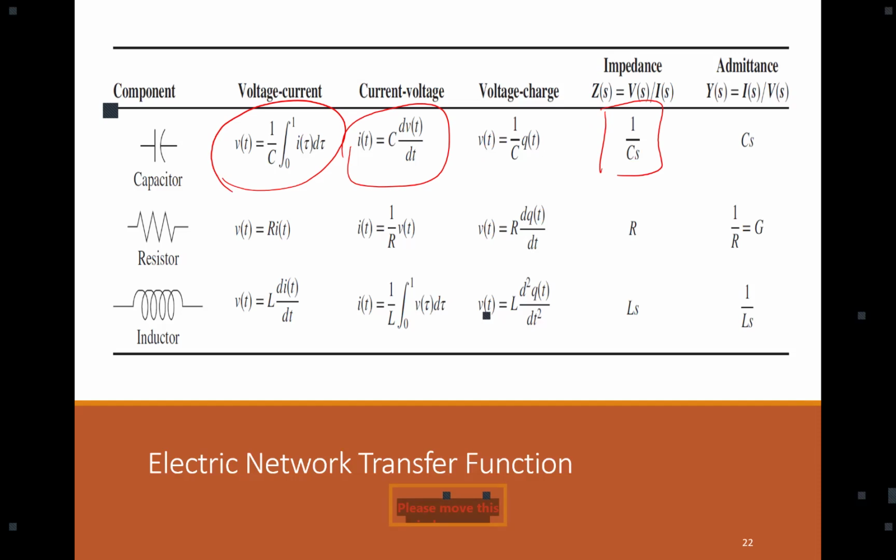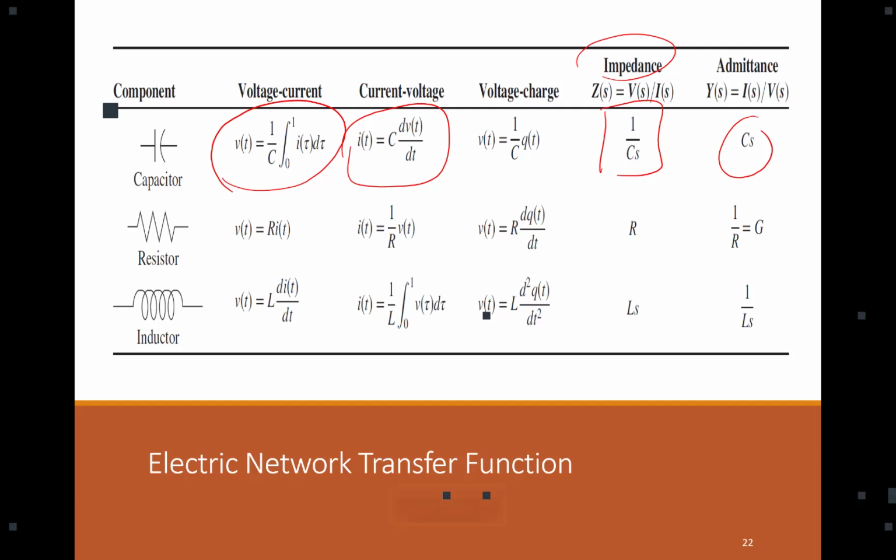This is kind of like the concept of the impedance. Is that clear? Are we good? And the admittance is going to be Cs. So it's reversed: current is output, voltage is input. Are we good? Are you familiar with the impedance and admittance? Yes? Okay.